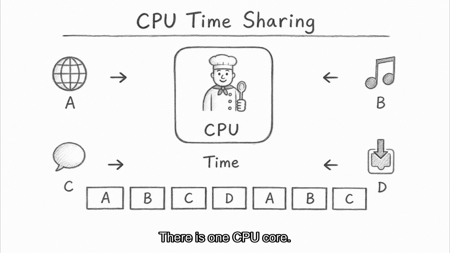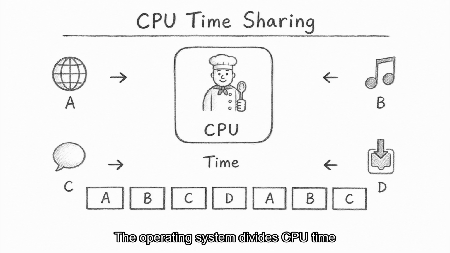And now I want to talk about something important. There's one CPU core. Only one execution flow can actually run at a single moment. So then how is it possible that the browser is open, the music is playing, messenger notifications are coming in, and the file is downloading at the same time? This is where the idea about CPU time becomes really important.